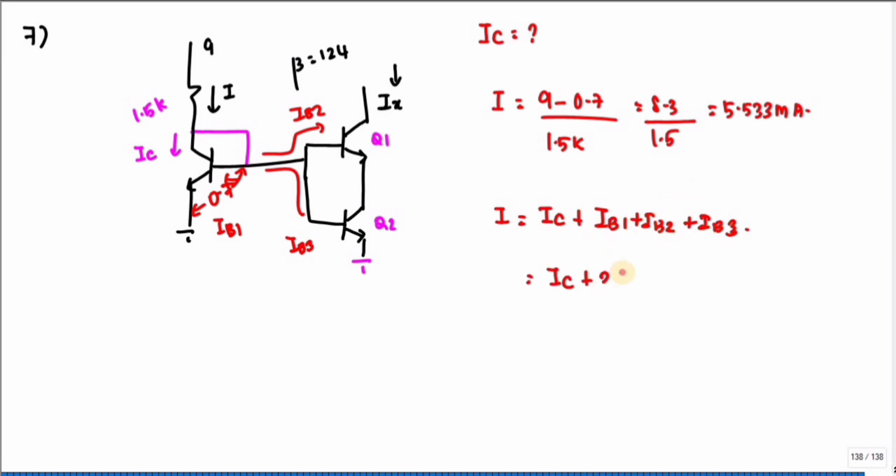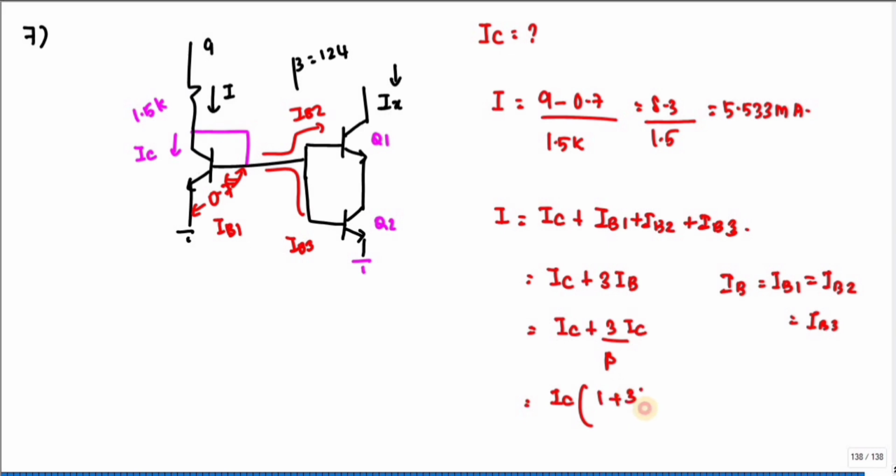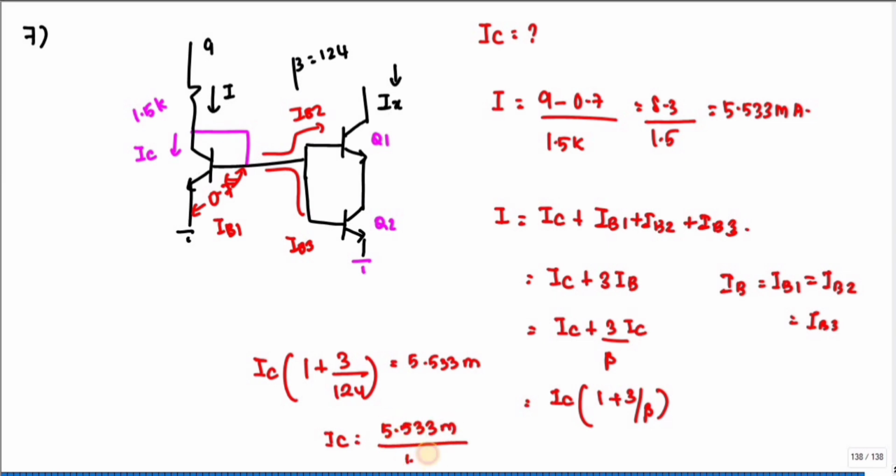So we know that IC is equal to beta IB. So IB is equal to IC divided by beta. So IC, if I take common, 1 plus 3 divided by beta value is 134, that is equal to 5.533 milliamps. So IC is equal to 5.533 milliamps divided by 1.024. So this will come around 5.403 milliamps.